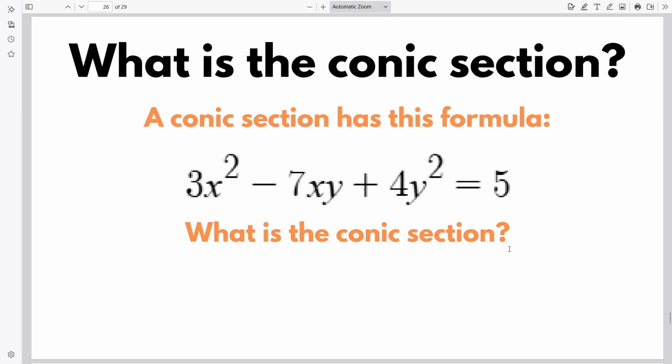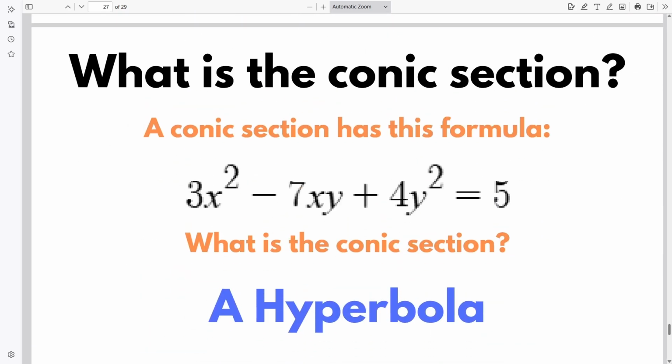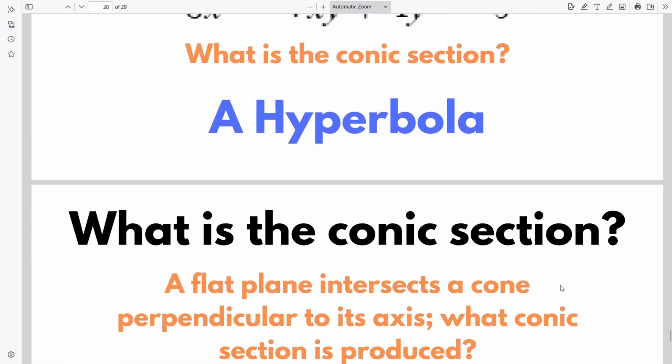If we work it out, b is 7, so 49, minus 4ac, so 4 times 12, that is 48. 49 minus 48 is 1. Since it is greater than 0, it's a hyperbola. So great job to those who figured it out. Gold star for you.